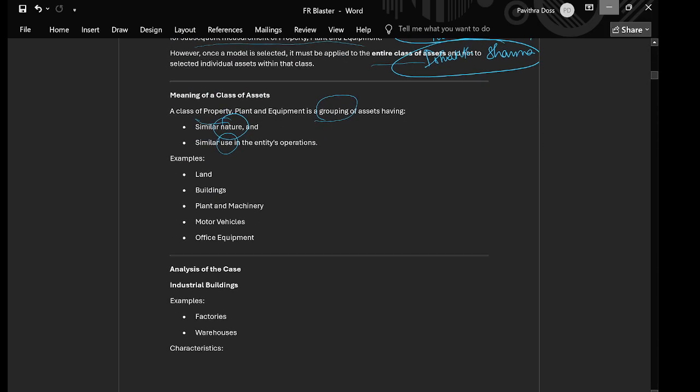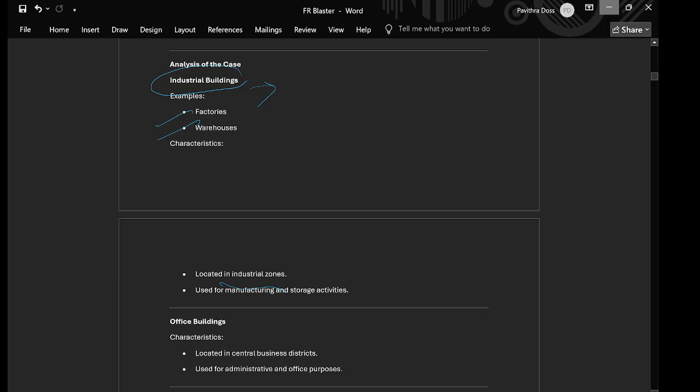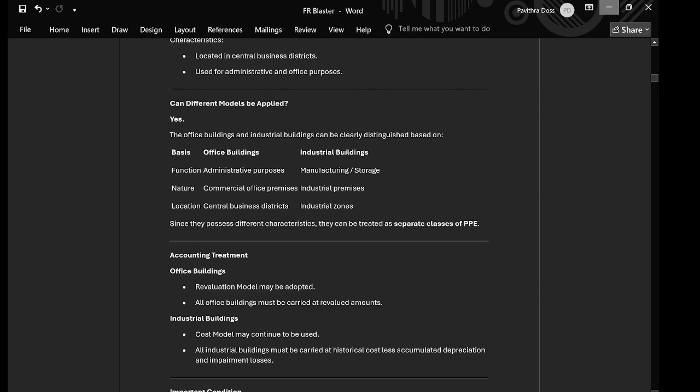Now land, building, plant and machinery, motor vehicle, office equipment, all these are different classes of asset. If you see the industrial building, it is a factory or warehouse. It could be in the industrial zone, for manufacturing or storage purposes. And the office building is for administrative purposes only. It could be located in the central business district, whereas industrial buildings should be located in the particular designated area, if it is mentioned like that.